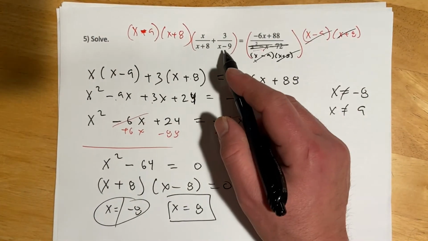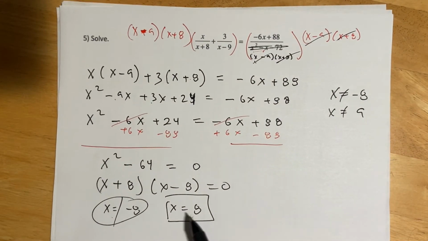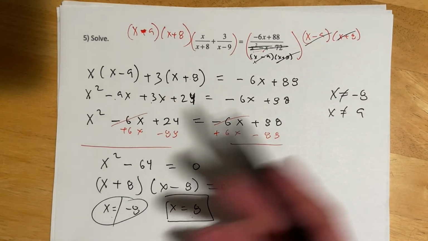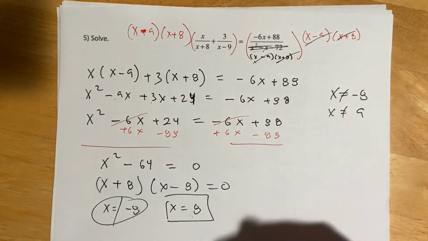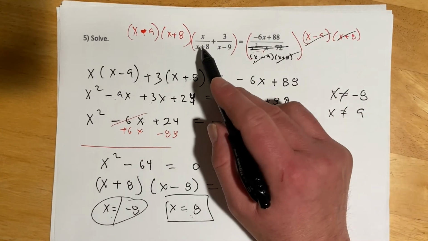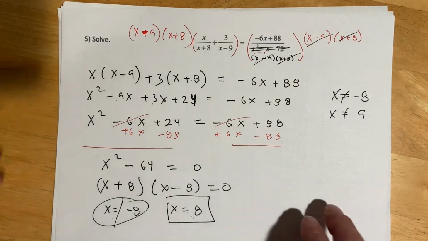And so for one like this, it could have worked out that both solutions worked, one solution worked, or neither solution worked. And we don't know until we solve and just see how it comes out. But always remember to check back against those denominators.